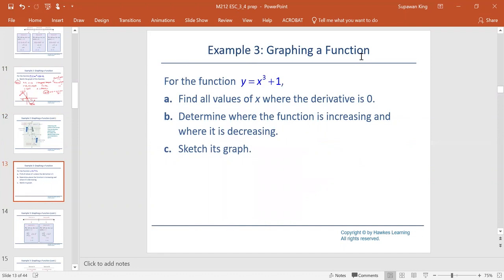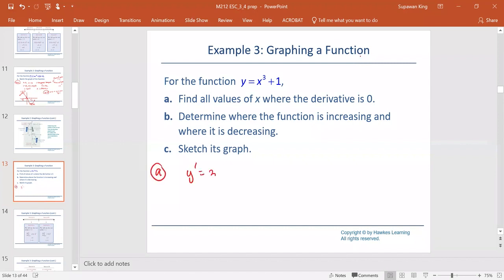Another example, y equals x to the third plus 1. Part A, find all values of x where the derivative is 0. Part B, determine where the function is increasing and where it's decreasing. And part C, sketch the graph.